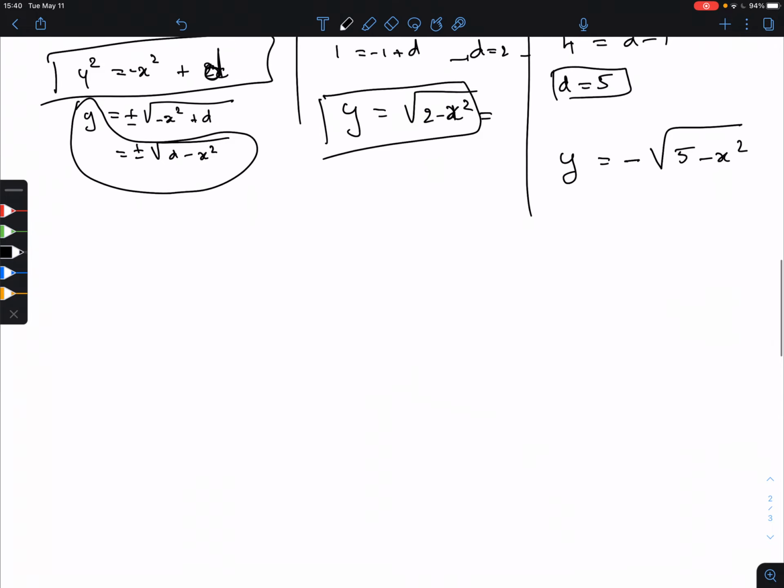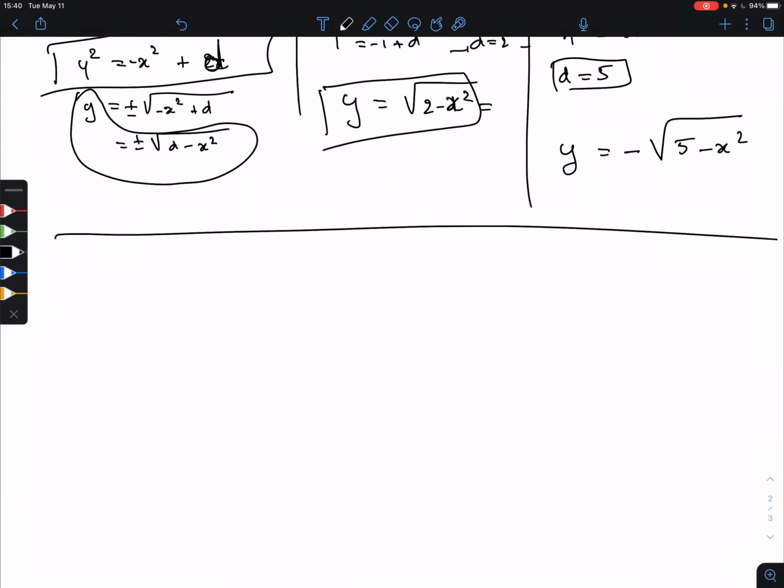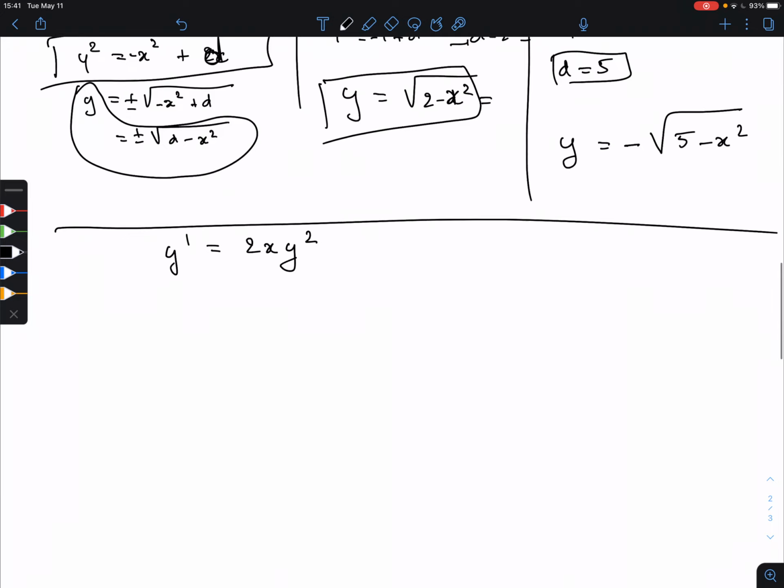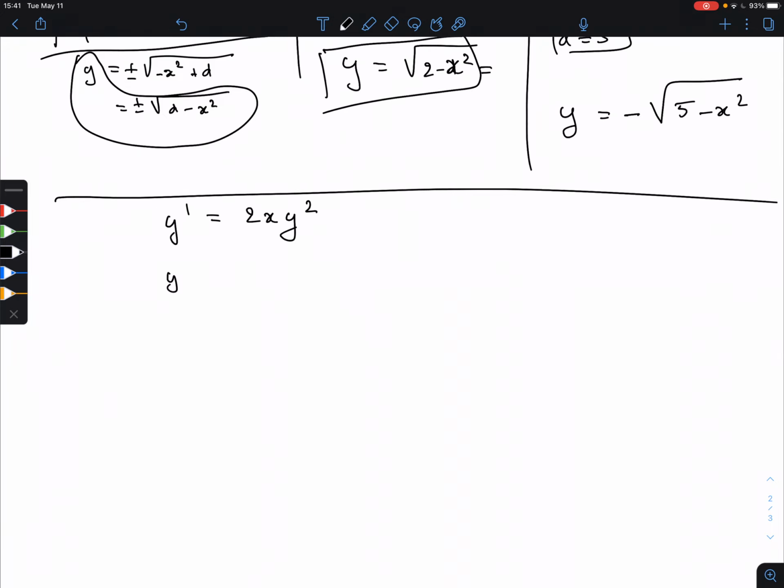Let's do this one here. Y prime equals 2xy squared. Okay, so we divide again. Y prime over y squared is 2x. Do I want an initial condition here? No, let's not do an initial condition. Okay, so we do this, and to make it a little bit more, let me write it this way actually.